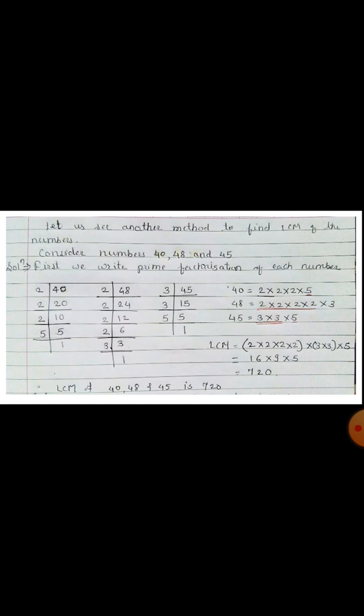Therefore the required LCM is equal to 2 multiplied by 2 multiplied by 2 multiplied by 2, 4 times, 3 multiplied by 3, that is 2 times, and multiplied by 5. The multiplication of 2, 4 times, will be 16. 3 multiplied by 3 is equal to 9 and multiplied by 5. The multiplication of 16 and 9 and 5 will be 720. So the LCM of 40, 48 and 45 is 720.